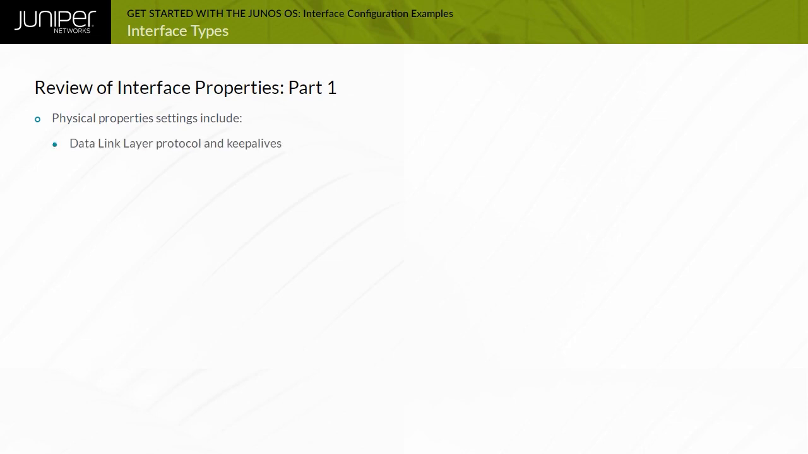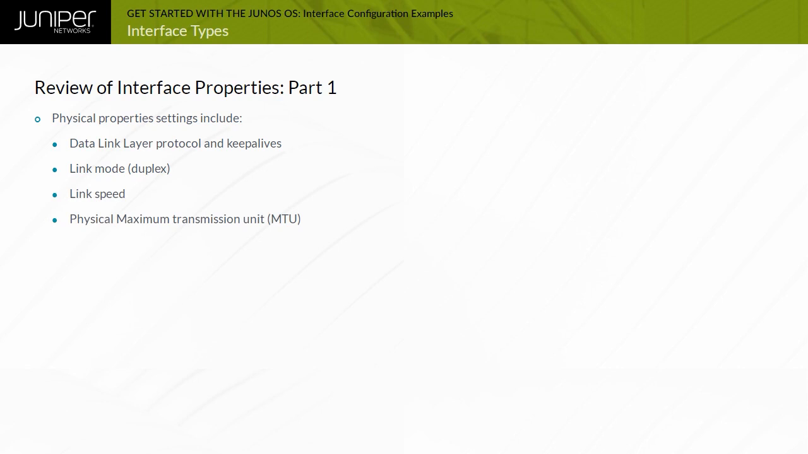Data Link Layer Protocol and Keep Alives. You can change the Data Link Layer Protocol for the particular media type. For example, Point-to-Point Protocol, or PPP, to Cisco High-Level Data Link Control, or Cisco HDLC. And you can turn Keep Alives on or off. Link Mode. On Ethernet interfaces, you can hard-code the duplex setting to either half duplex or full duplex. Link Speed. You can specify the link speed on certain interface types.